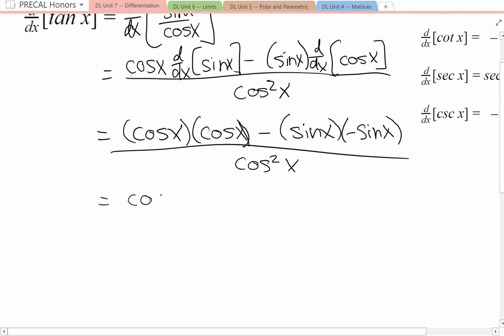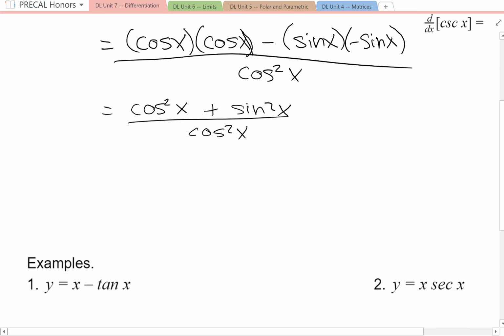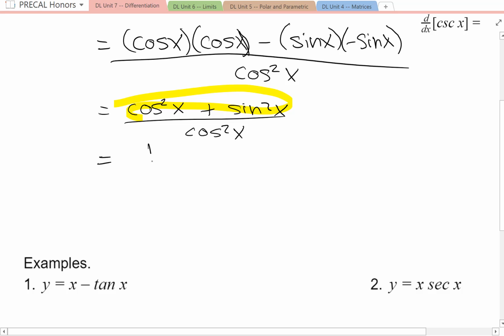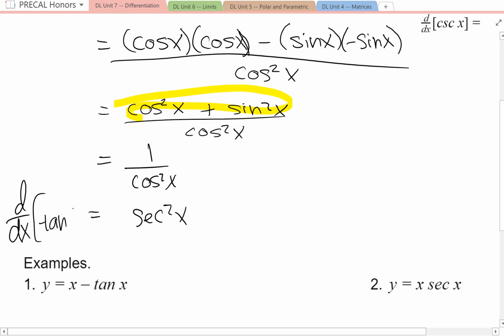So you have cosine squared x plus sine squared x, right? Negative times negative, all over cosine squared x. And by the Pythagorean identity, cosine squared x plus sine squared x is 1, so that's 1 over cosine squared x. Hey, that's just secant squared x. So the derivative of tangent x is secant squared x.